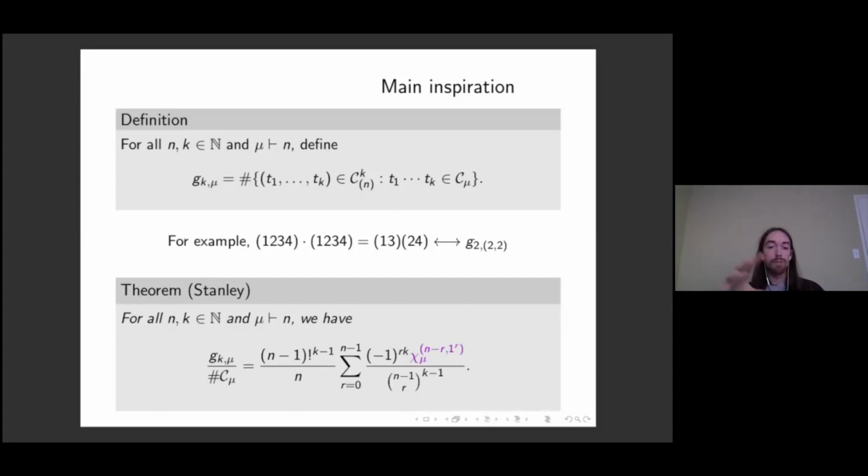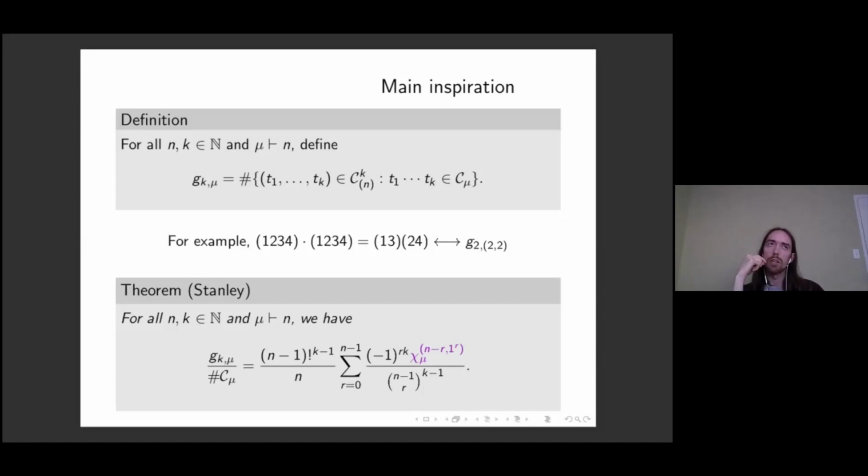The coefficient out front of the sum is some familiar numbers, factorials, and then it's a sum over just n terms of there's a sign here, a symmetric group character, and a binomial coefficient to some power in the denominator. And I highlighted that symmetric group character because it's indexed by a hook shape, that n minus r, 1 to the r is a hook.